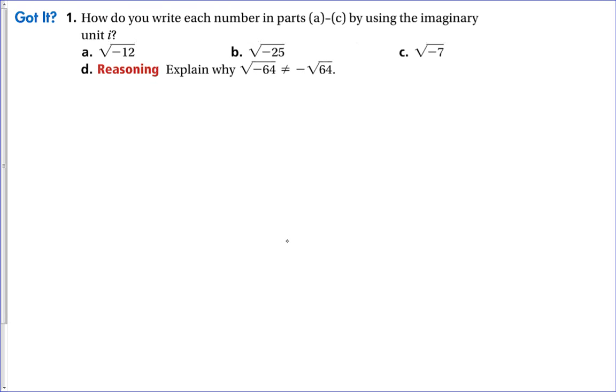So here's a few for you to try. How do you rewrite each number in parts A through C by using the imaginary unit i? You have the square root of -12, the square root of -25, and the square root of -7. Now, letter D says, explain why the square root of -64 is not equal to negative the square root of 64. So pause the video and figure these out.